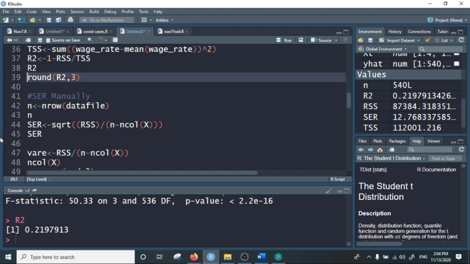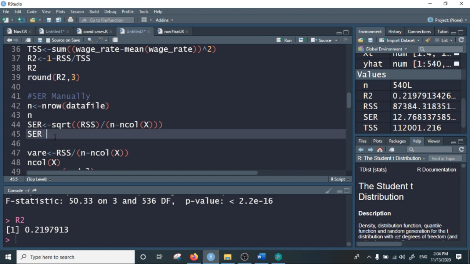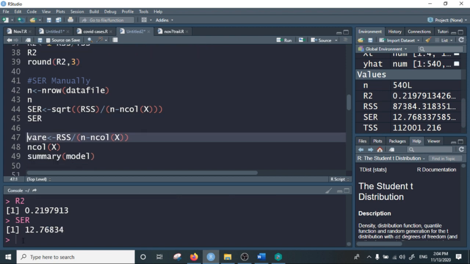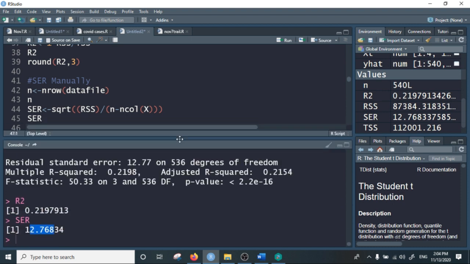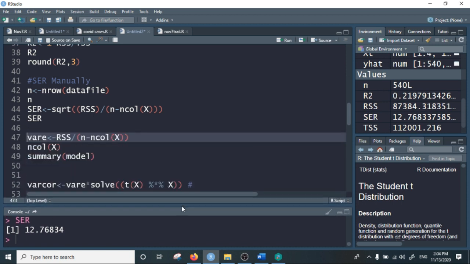The R squared found by us was 0.21979. So if we round this, it will be the same. Now the next standard error we found was 12.76, and the standard error from the inbuilt function was 12.77. So again, the rounding error only, the numbers are exactly the same.